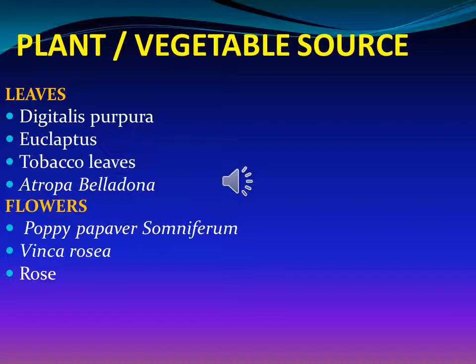The flowers. Poppy, Papaver somniferum, gives morphine, which is an opioid. Vinca rosea gives vincristine and vinblastine. Rose gives rose water, which is used as a tonic.